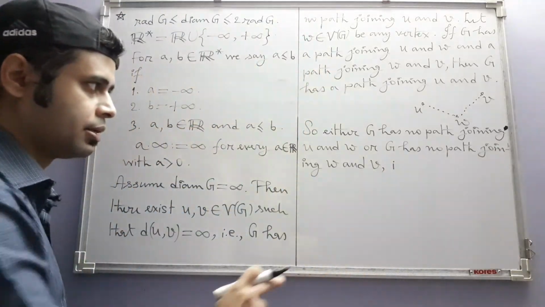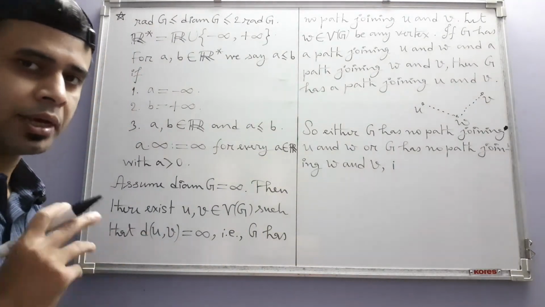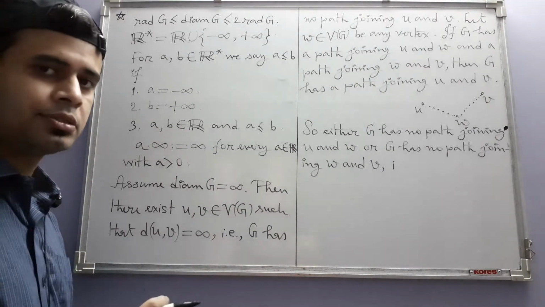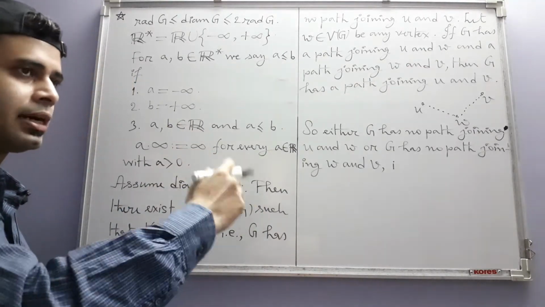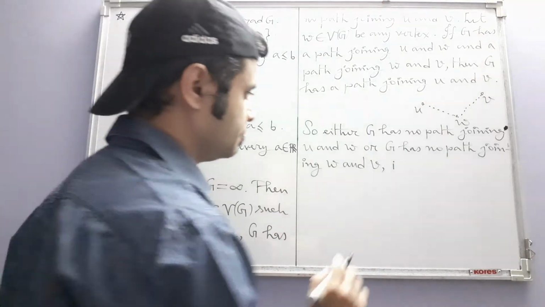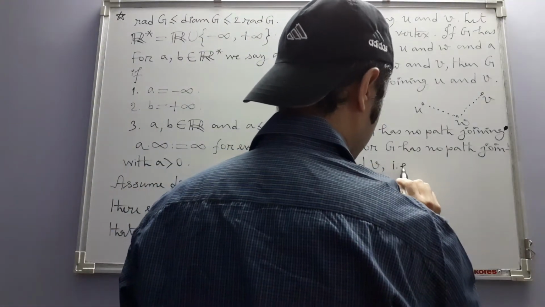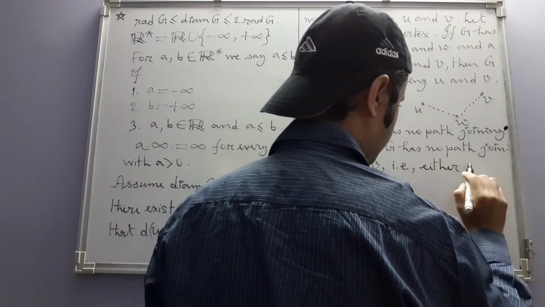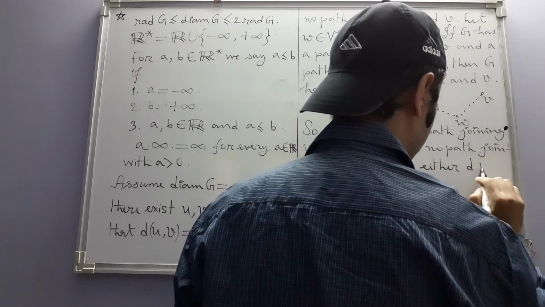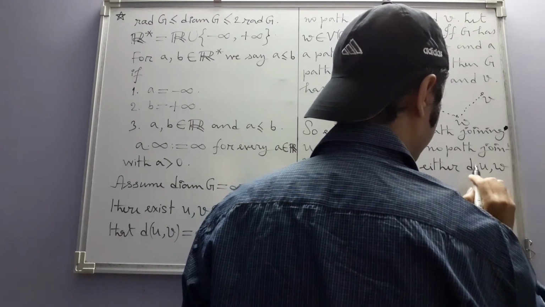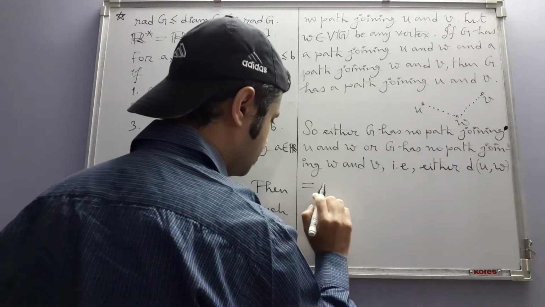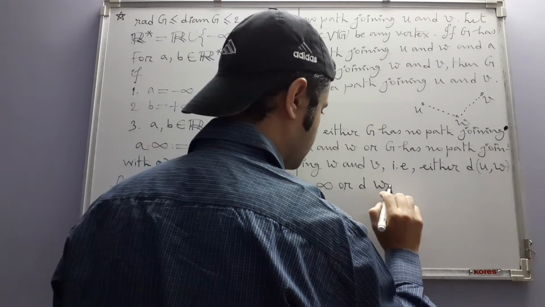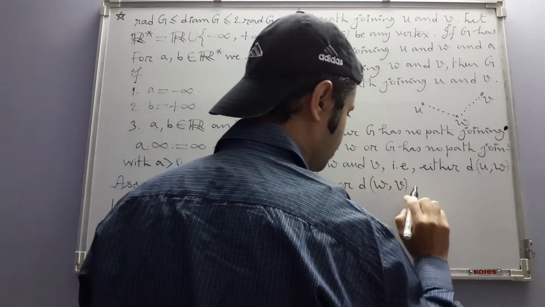That we need not write, because whenever we use or in mathematics, it usually means inclusive or. Something or something else means either that thing is true or the other thing is true or both are true. That is, either the distance between u and w is infinity, or the distance between w and v is infinity.